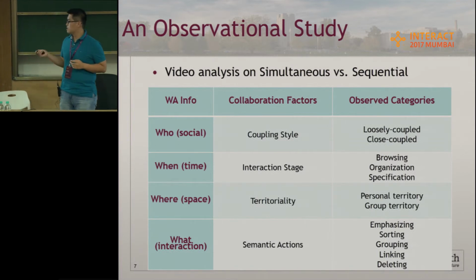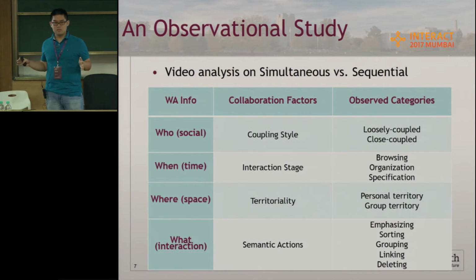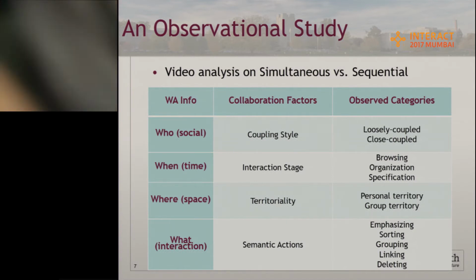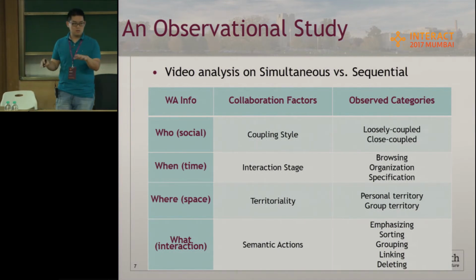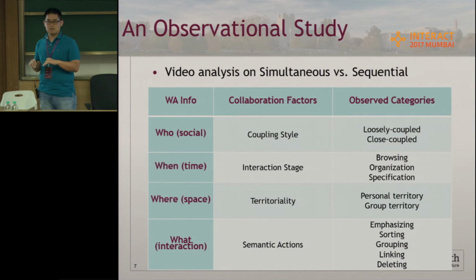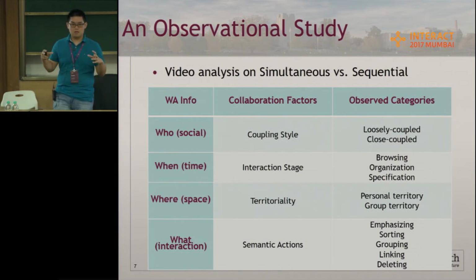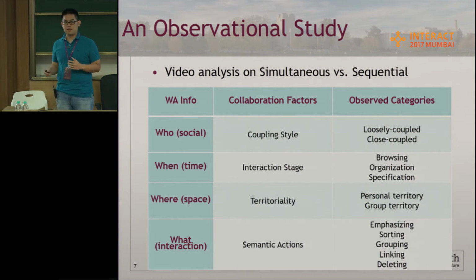For territoriality, we segment the screen space into personal territory and group territory. For the personal territory, all the cards belong to one user, and no other collaborators are touching the cards. But for group territory, there are several cards contributed by different collaborators.